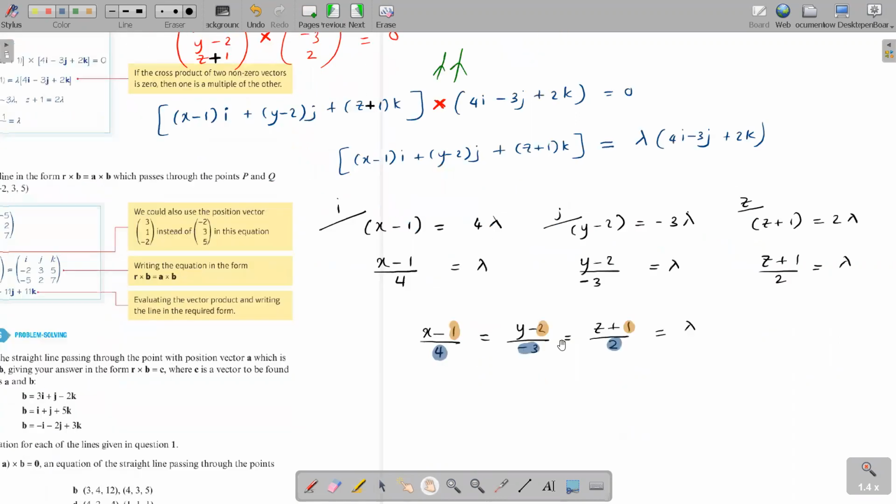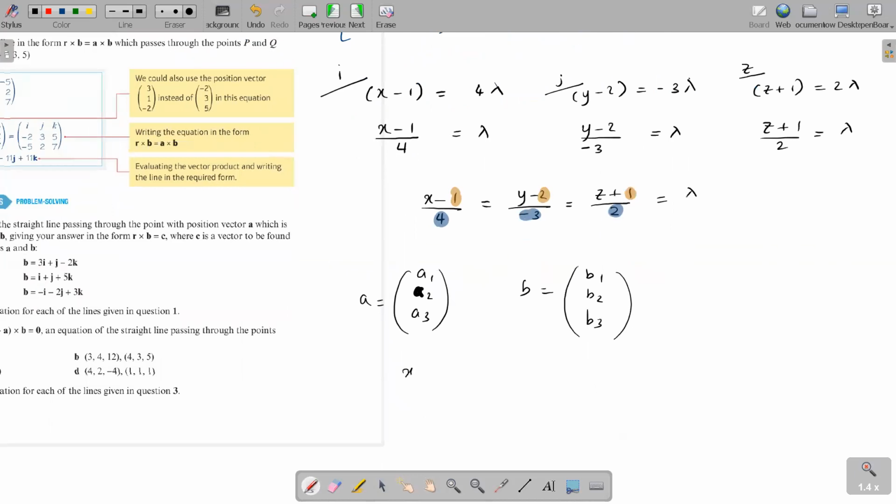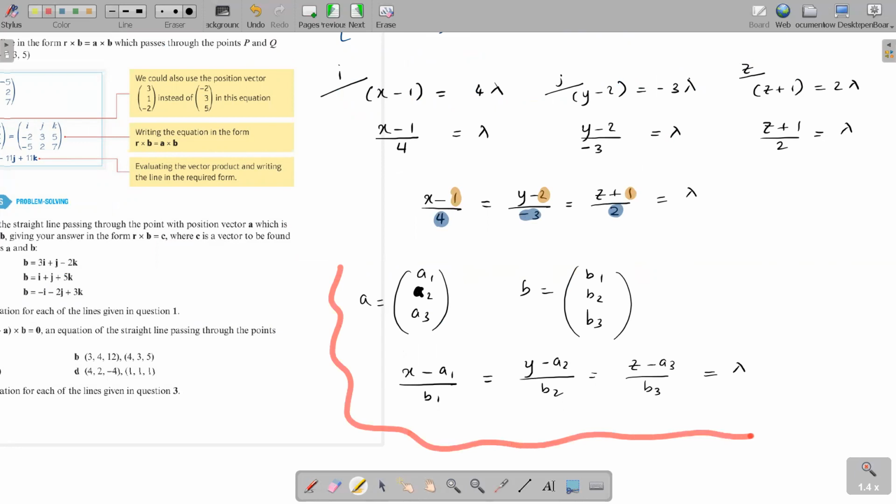So basically, as I told you earlier, if your position vector is a1, a2, a3 and your direction vector is b1, b2, b3, the Cartesian equation of the line is given by x minus a1 over b1 equals y minus a2 over b2 equals z minus a3 over b3, and all of them are equal to lambda. This is the Cartesian equation, and this is the theory.